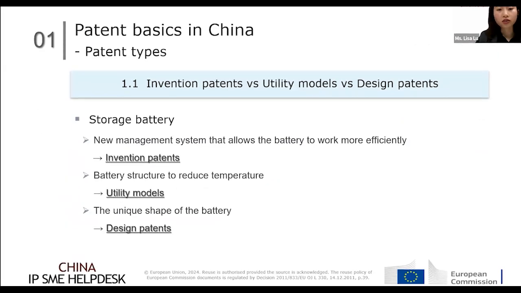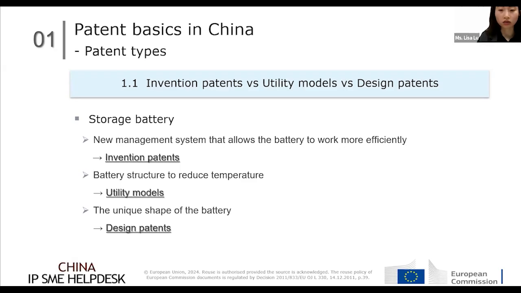And here is a very simple example for you to understand the difference between those three types of patent. So if your company has a storage battery that is different from the prior storage battery, because you invented this new management system that allows the battery to work more efficiently and last longer, therefore it is a new solution. And for that new solution, you can consider to apply for an invention patent. And after the approval, you will enjoy 20 years of protection.